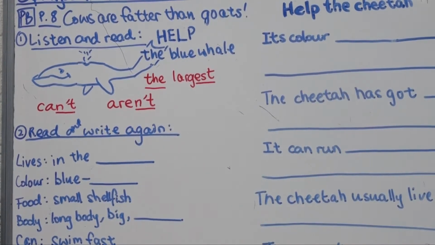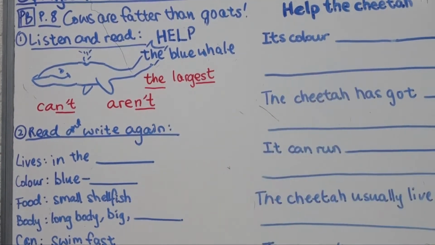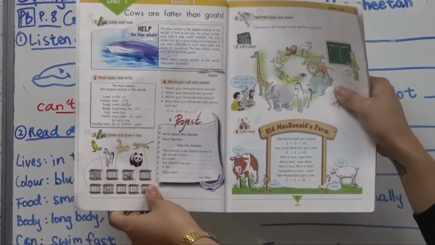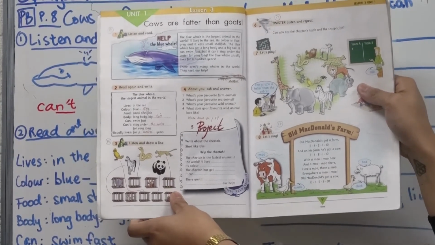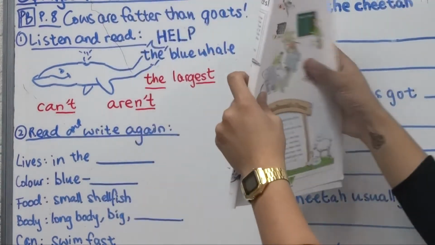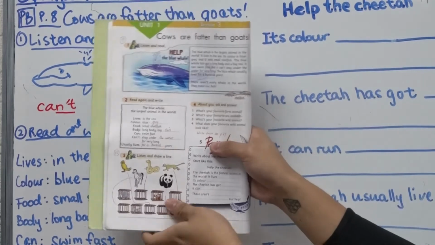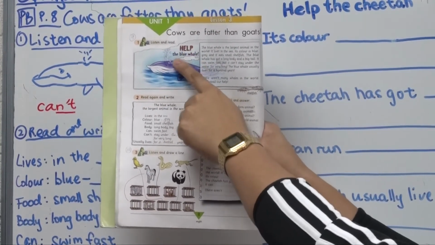So let's take out our PB again, the green book, right? Page 8, remember, page 8. Sorry. So remember last time we learned superlative and comparative, right? So this time we will also have that kind of revision exercise. So let's look at page 8, okay? The first part we have help the blue whale. Help the blue whale, right?